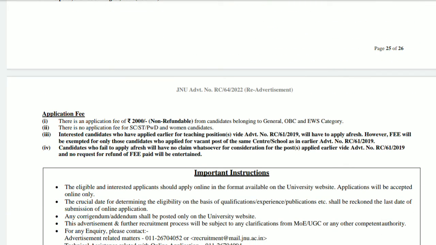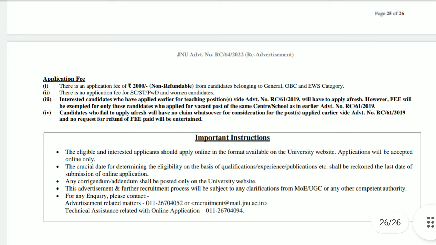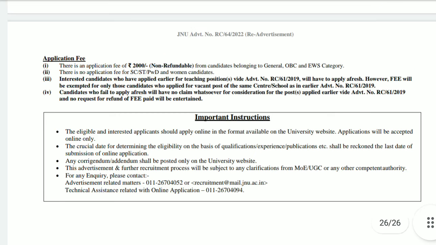The application fee is 2000 rupees, and it is non-refundable. Candidates belonging to the General, OBC and EWS categories have to pay 2000 rupees, which is non-refundable. But SC, ST, PwD (physical disability) and women candidates do not need to pay. So, no application fee.